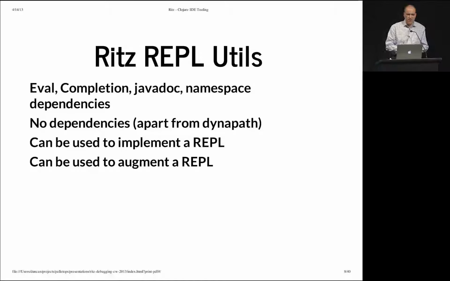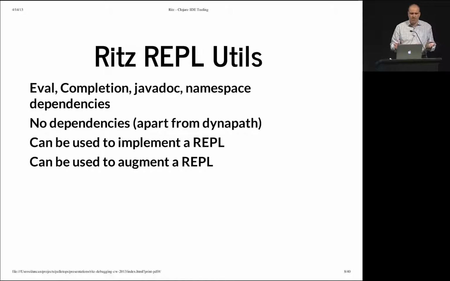So the RitzUtils library provides all the facilities you'd want for inside a REPL. So evaluation, completion, Javadoc, namespace dependency graphs, it's all there as a library. It's very low dependency. It just has the one dependency, which is important because this code is going to be running inside your user process. So you don't want to have conflicts between dependencies of your own code and REPL code. The only dependency in there is Dynapath, which is used for dynamic class path manipulation.